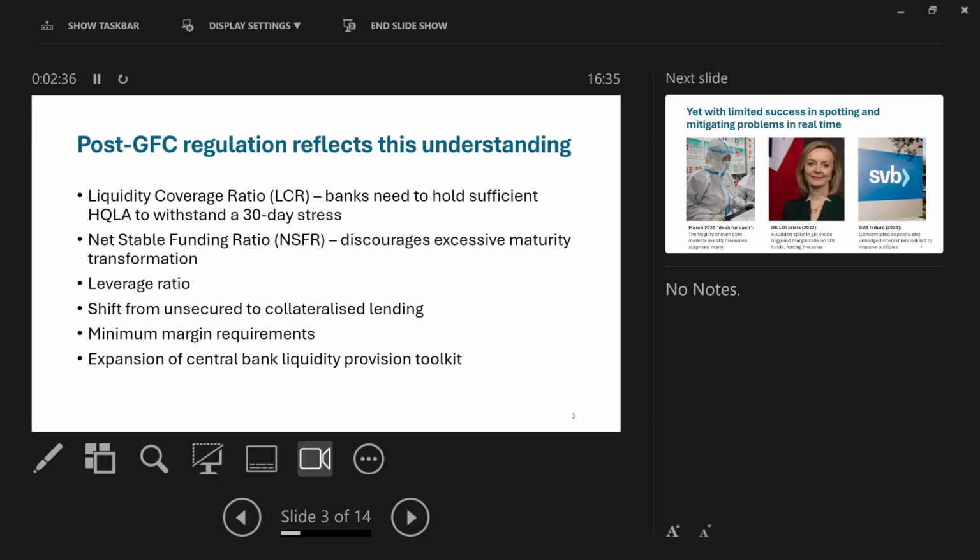Then we have the net stable funding ratio. It's an acronym soup, isn't it? But this is trying to reduce reliance on short-term wholesale funding, making banks less vulnerable to these funding dry ups. The leverage ratio speaks very much to what Stefan was talking about in terms of links between capital and liquidity. So you think with less leveraged banks, you're going to get less fire selling under stress.